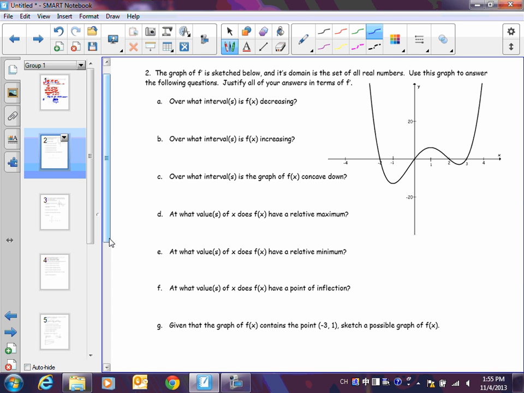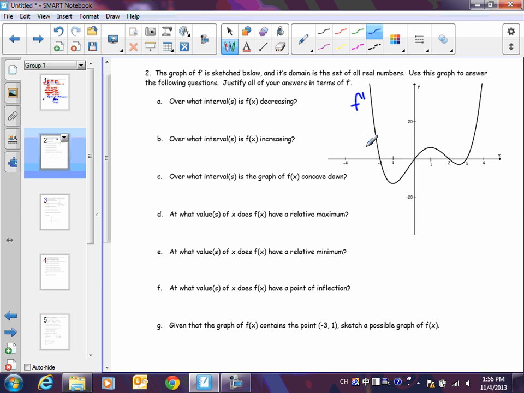So on this one, it says the graph of f prime is sketched below. Normally, they give us the graph of f, and maybe we need to match it to the graph of f prime, but this is the first time they gave us the graph of f prime. So this graph right here is already the slope of the tangent line. So you've got to keep in mind, this is the graph of the derivative.